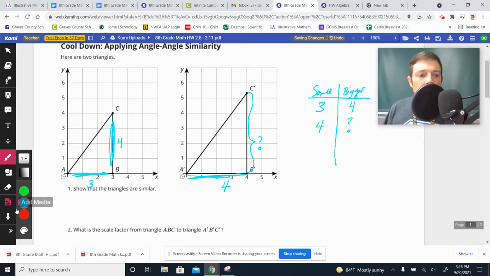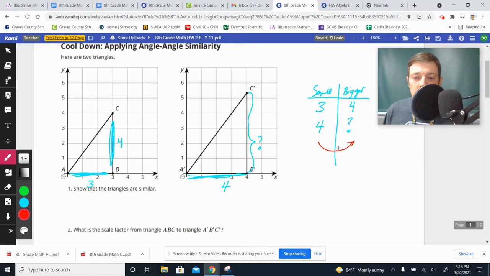What would help us know if these were similar is if we had a constant of proportionality that would get us from one side to the other and prove that this is 5 and some change. Then we feel a lot more confident about them being similar. They have the same angles, it appears, but if we could prove that they have the same scale factor, then we really know that they're similar.